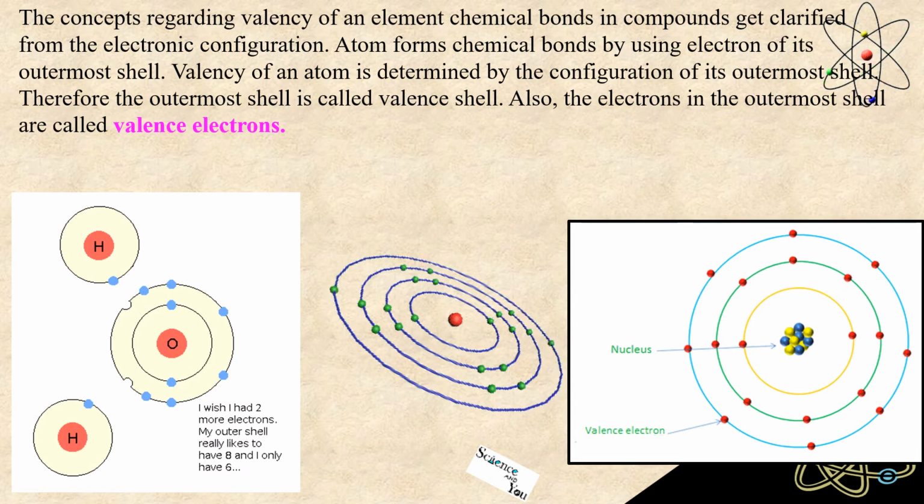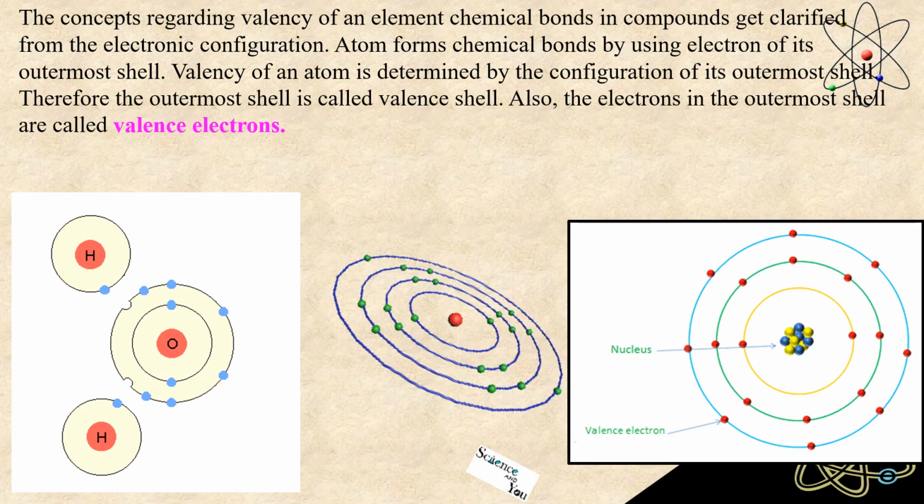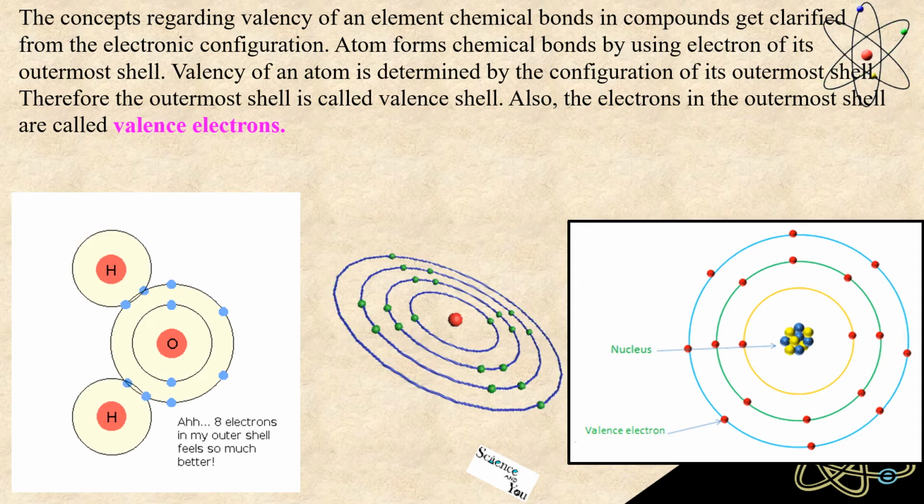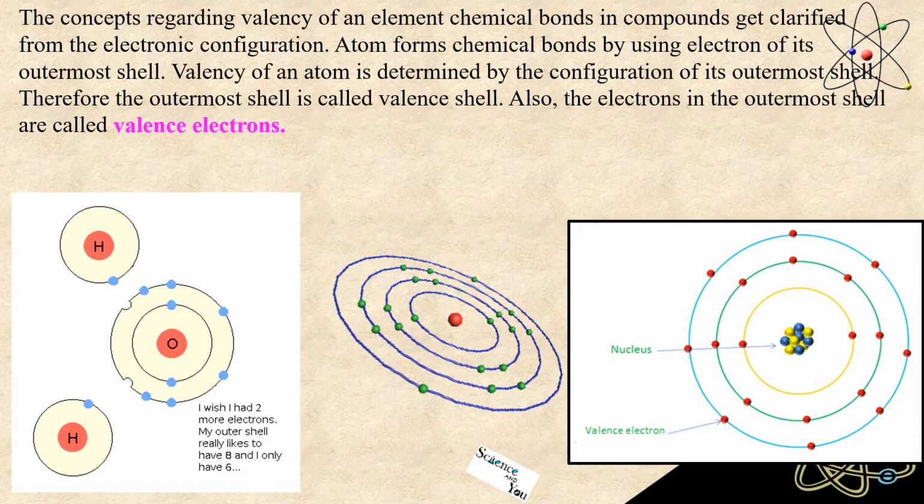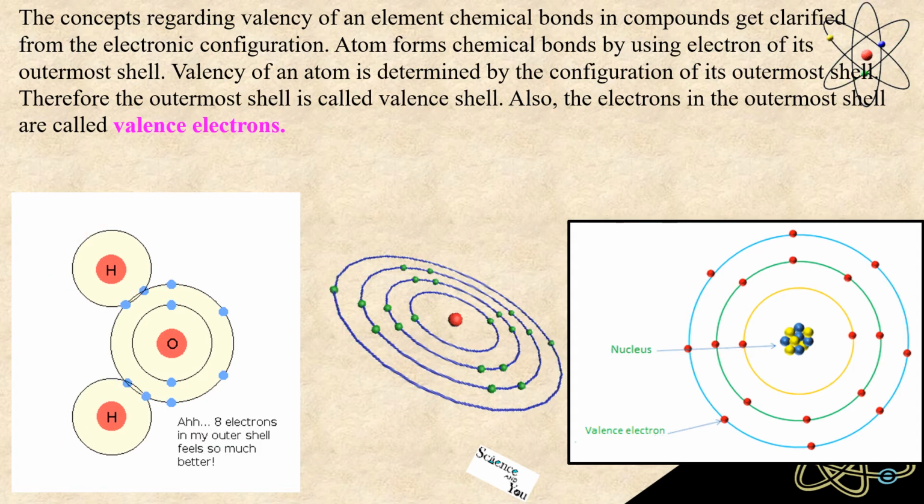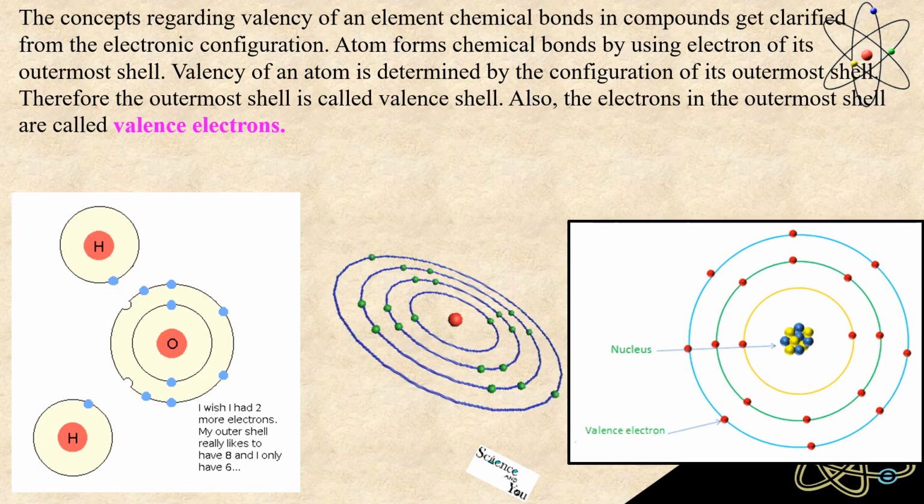The concepts regarding valency of an element, chemical bonds and compounds get clarified from the electronic configuration. As I told you, if you understand electronic configuration, then you will also understand valency. Atoms form chemical bonds by using electrons of their outermost shell. Okay, it is with the help of the electrons of the outermost shell that we find out the valency. So the valency of an atom is determined by the configuration of its outermost shell. Therefore, the outermost shell is called the valence shell. The outermost shell that you can see is called the valence shell, and the electrons moving inside it are called valence electrons.